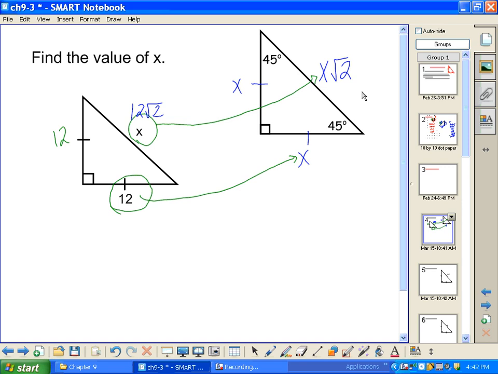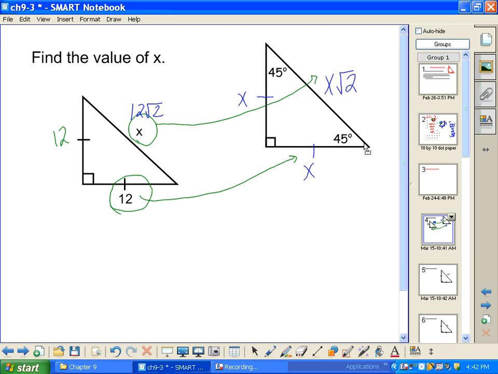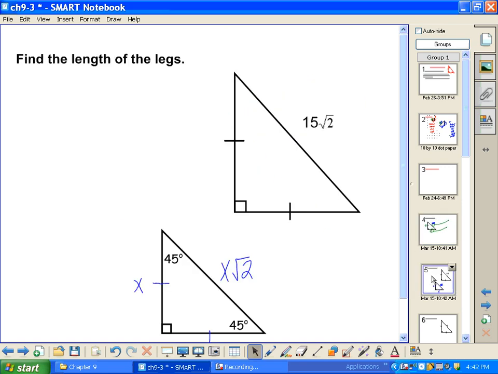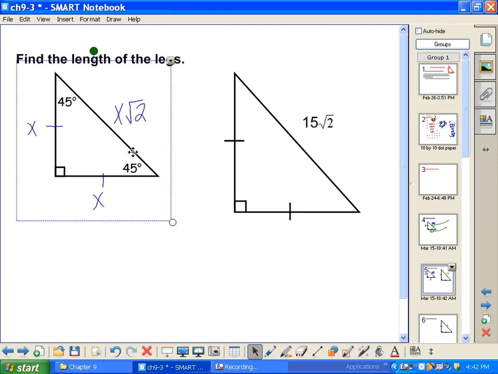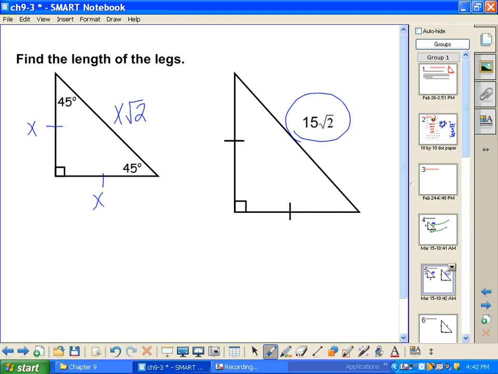Let's try another example. Here's another example. This time I'm given my hypotenuse. My hypotenuse is 15 radical 2. And I'm noticing that that matches up with my hypotenuse on my formula triangle. So I'm going to set those two values equal to each other. So I know that x radical 2 should equal 15 radical 2.